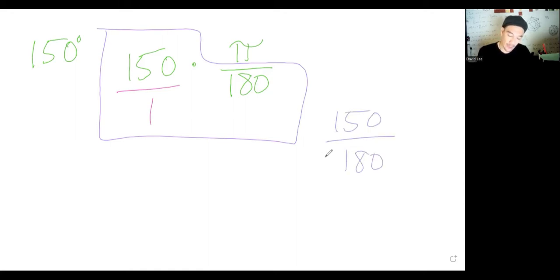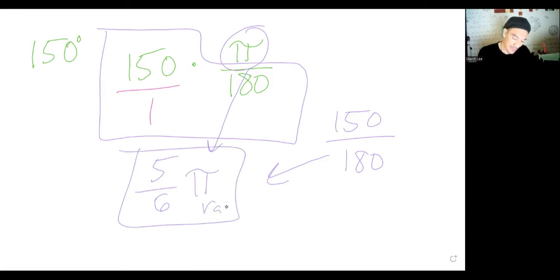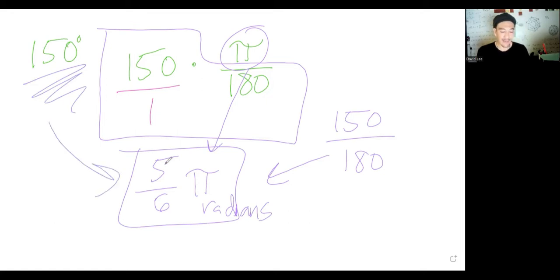And it would reduce it and say 5/6, it looks like. Then all you have to do is attach the pi, and then you're done. I'll write the word radians in here. So as it turns out, 150 degrees is the same thing as 5 pi over 6 radians. It's a completely different system of measurement.